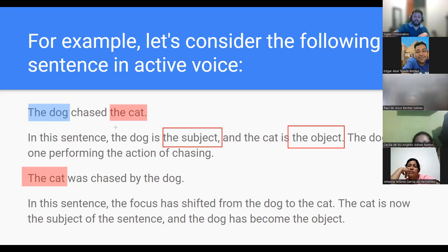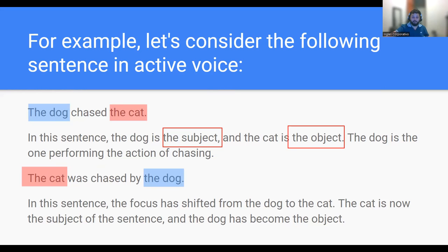All right. So, guys, the object became the subject of the sentence, okay? And then what happened to the subject? The subject now is here. You see? So now we're not focusing on the dog. We're focusing on the cat, and on what happened to the cat. It was chased, right? And we're going to use by. All right. So this is passive voice.